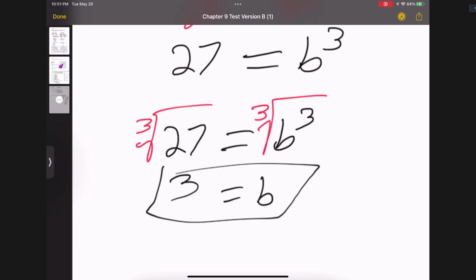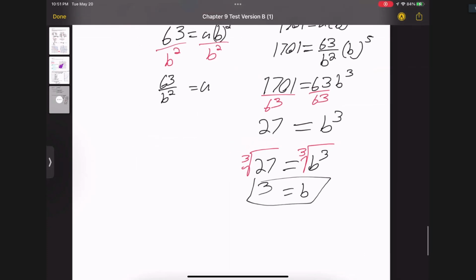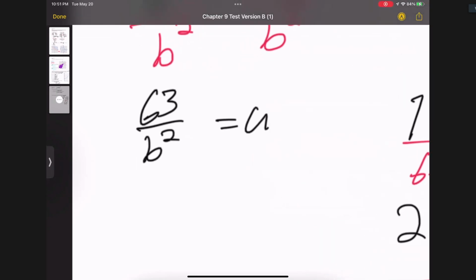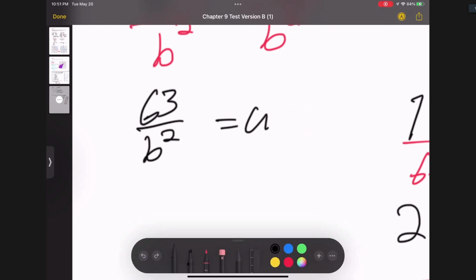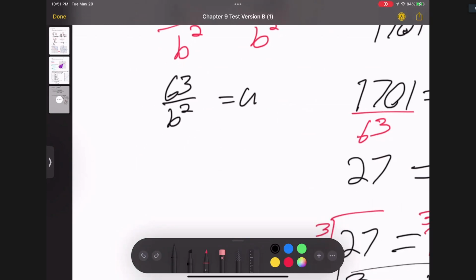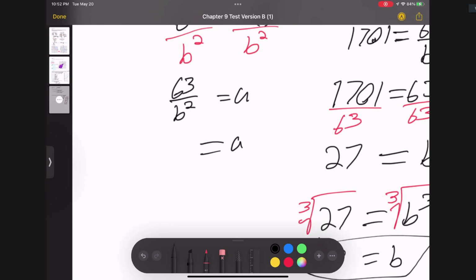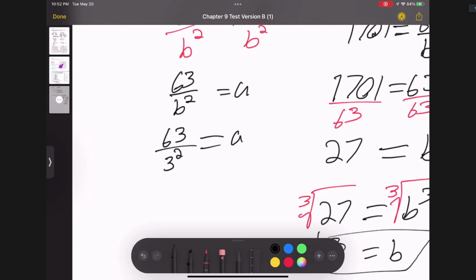Now, I need to get a and b. So I only got b by itself. Now I got to get a by itself. Well, I already got an equation where a is by itself right here. So my goal is to get that a answer, which is going to be plugging in 3 for b, so that's going to be 63 divided by b, which is 3 to the power of 2.